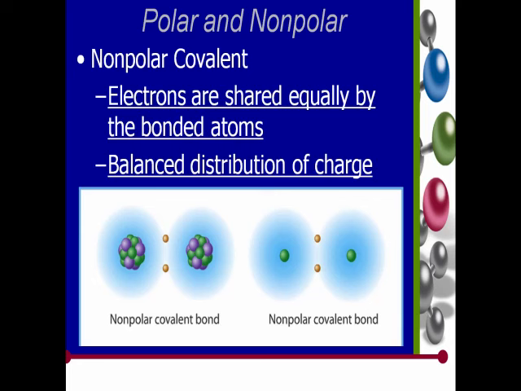So a great example of this is two atoms that are bonded together that are exactly the same. In the picture, the molecule on the left is two fluorine atoms bonded together. So those two fluorine atoms would have the same electronegativity. They would have the same attraction for that pair of electrons. The molecule on the right is two hydrogen atoms bonded together. And again, they would have the same electronegativity. They would have the same attraction for that pair of electrons.